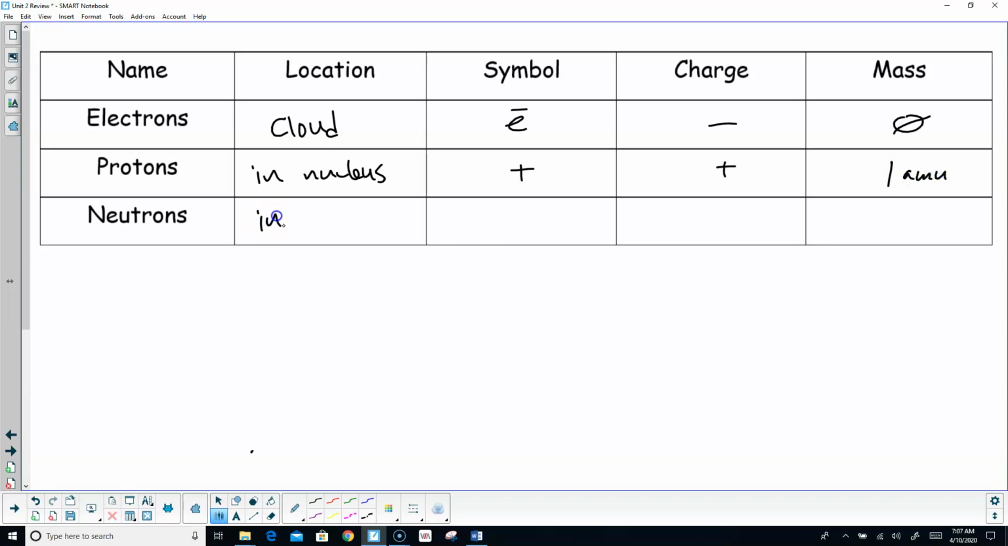Neutrons are also found in the nucleus. They're symbolized with a lowercase n. They have no charge. They are neutral, but they also have a mass of 1 AMU.